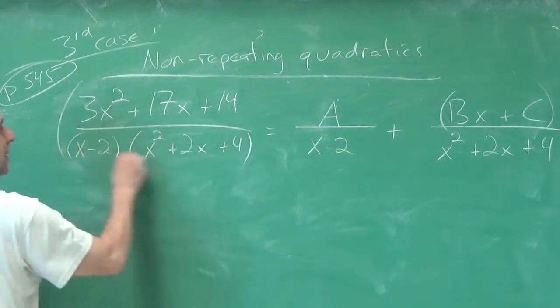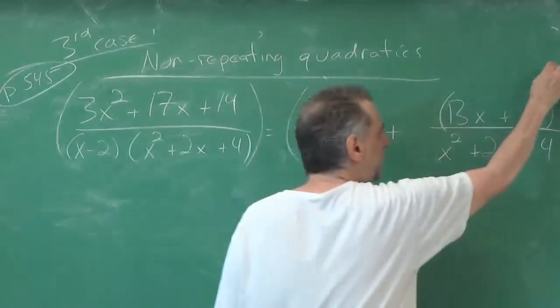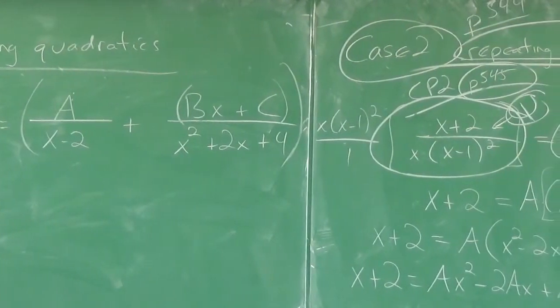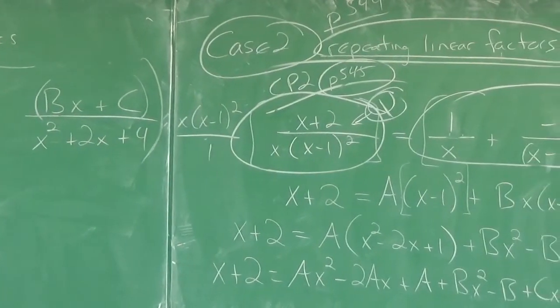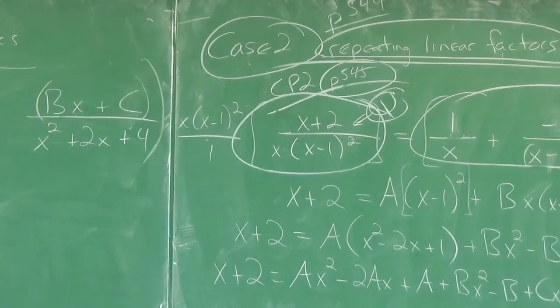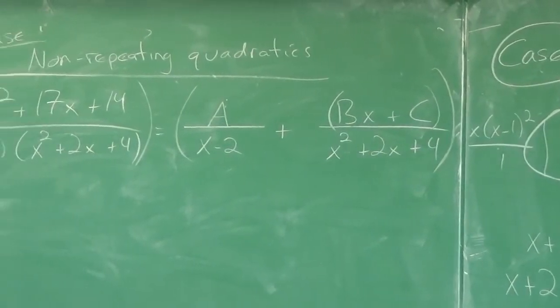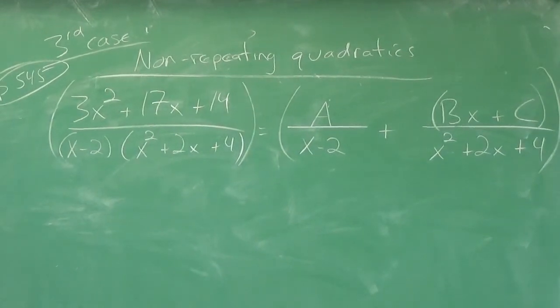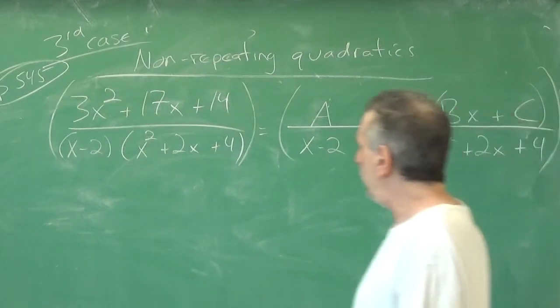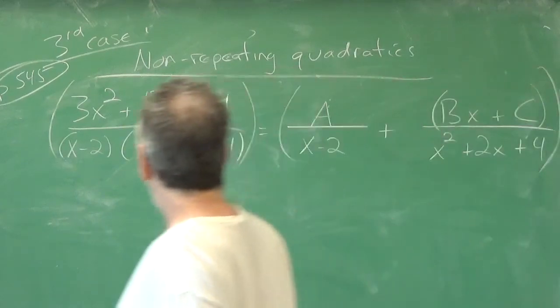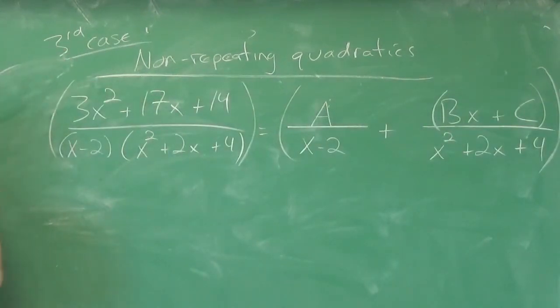And now again, exactly the same method as what we used earlier. We're going to multiply both sides by the least common denominator, set up our system of equations, and solve exactly the same way, just being careful, paying attention to detail, doing one thing at a time. All right, so our least common denominator here, again, is just this.